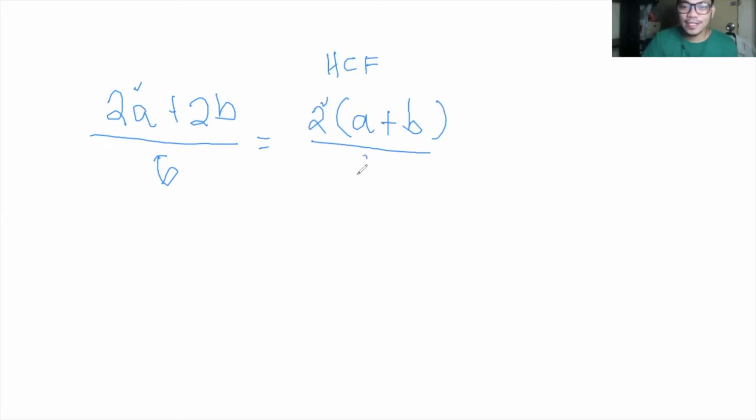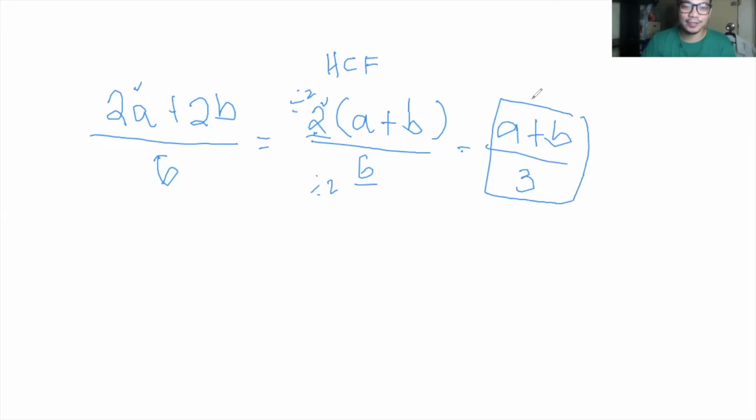Now, that's the time for you to simplify the 2 and the 6 here, because 2 now is a factor of the expression 2a plus 2b. So by dividing both of them by 2, that will lead us to (a plus b) over 3. So our answer now is (a plus b) over 3.